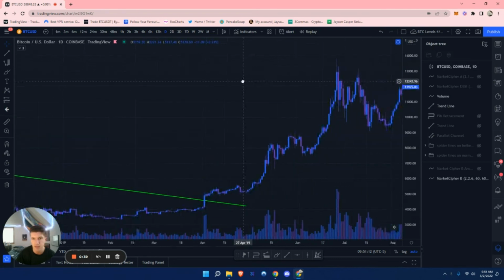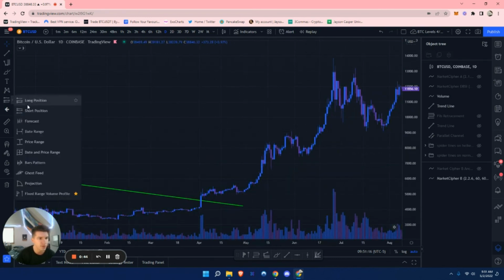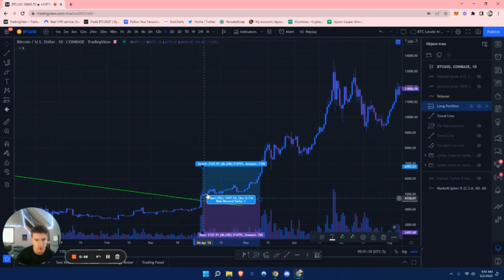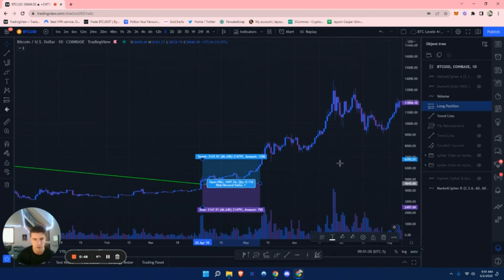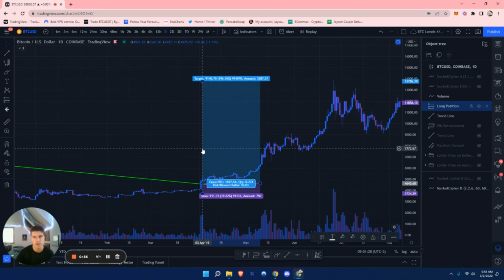And then we did get a nice move up to 14K. This was quite a while back, but you could have entered with your stop loss right below the last swing low, and this really aimed up for quite a big move, and this would have been a nice 200% move.